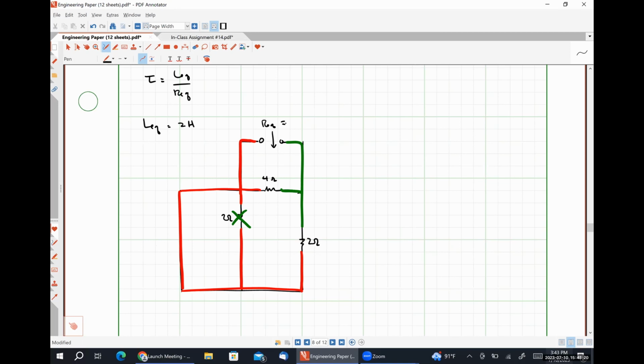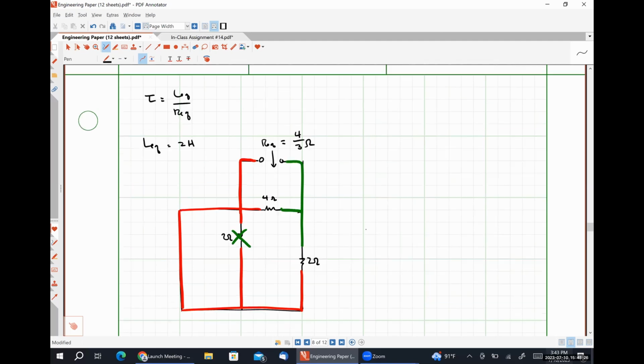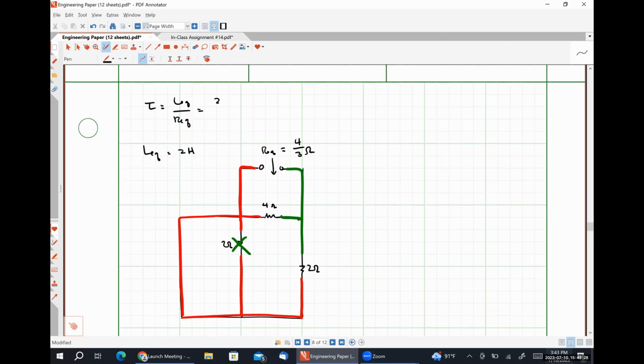So let's see, 4 times 2, so 8 over 6 or 4/3. Let's try this, 4/3 of an ohm. So we're going to have 2 Henries over 4/3 of an ohm. Looks like 6/4 or 3/2 of a second. Tau to the -1 is then 2/3 per second.